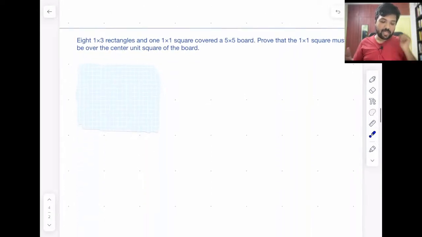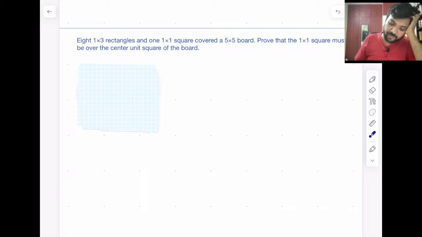So let's start. Eight 1 cross 3 rectangles and one 1 cross 1 square cover a 5 cross 5 board. Prove that the 1 cross 1 square must be over the center unit square of the board. Okay, so let's understand this question.